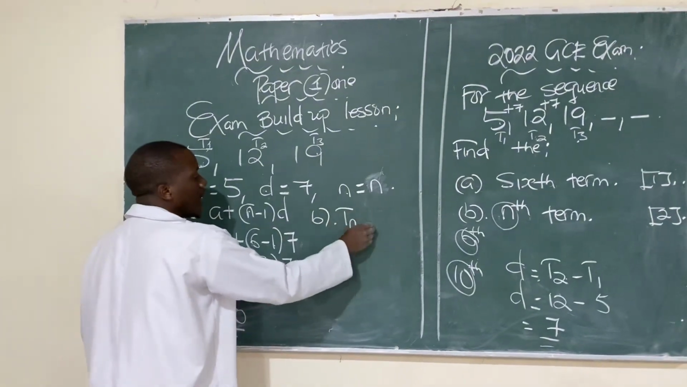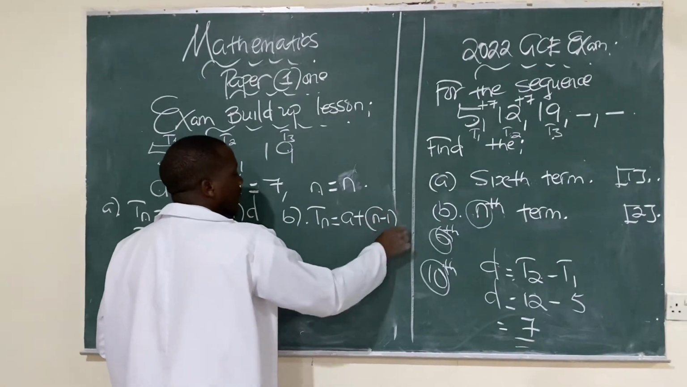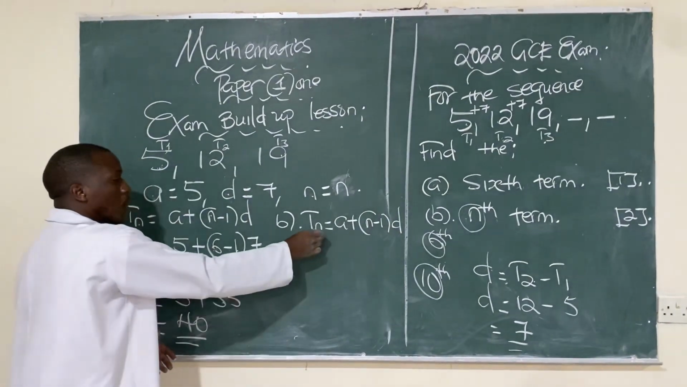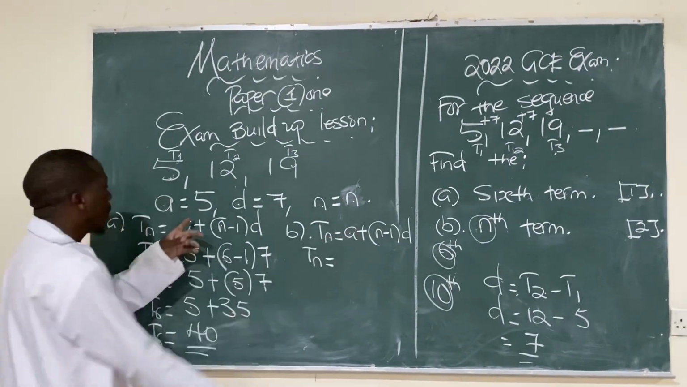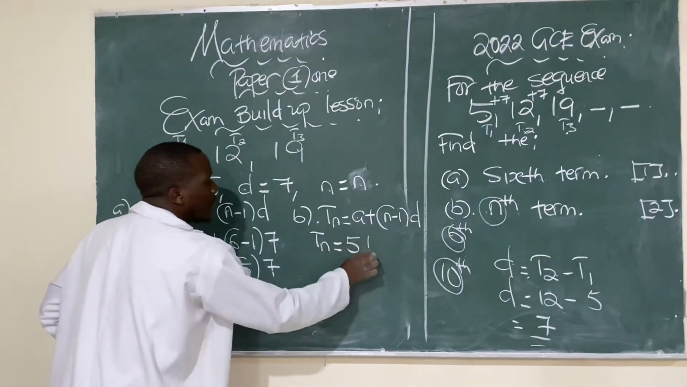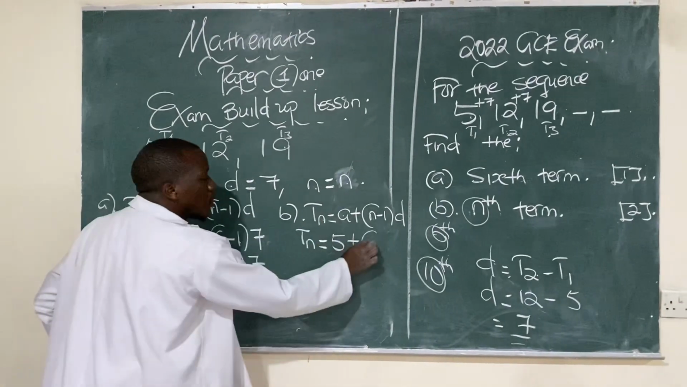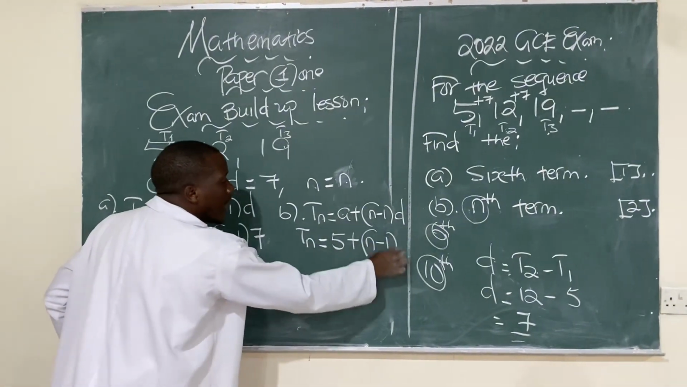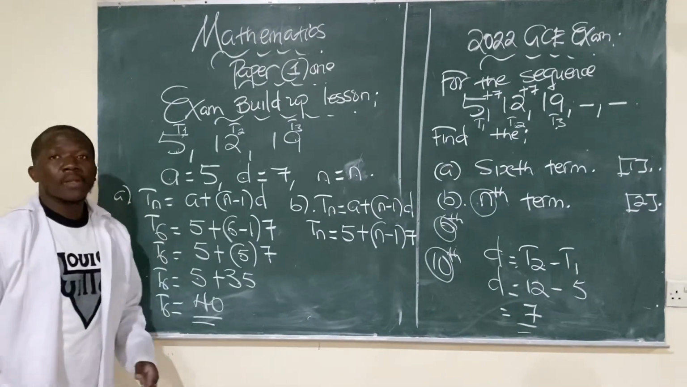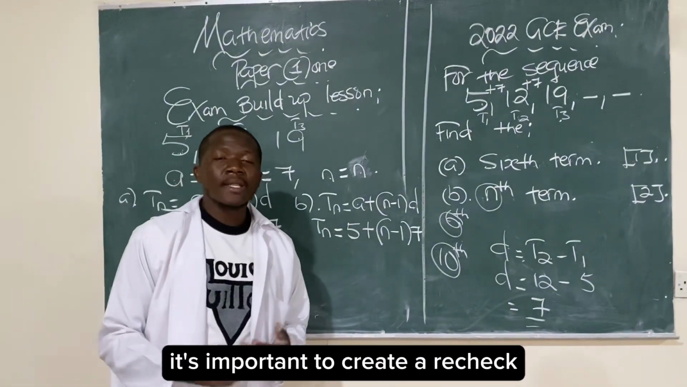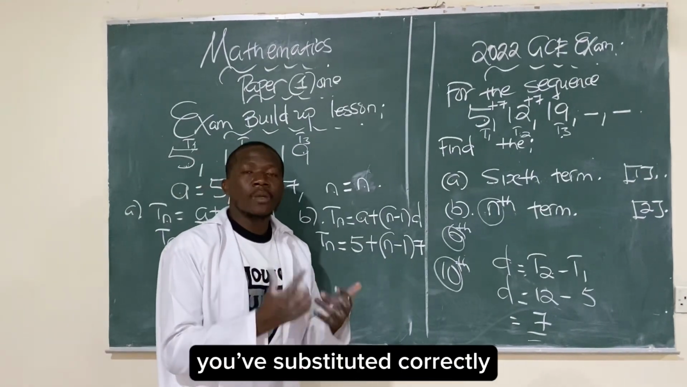So we say Tn equals A plus open brackets n minus 1 close brackets times d. So we're going to say Tn, while there is N, we'll replace with an N, which is equal to, while there is A, we're going to replace with a 5. So 5 plus, while there is N, we maintain n minus 1, and then while there is a D, we're going to replace with a 7. Having reached that stage in an exam for paper 1, it's important to recheck to see if you've substituted correctly.